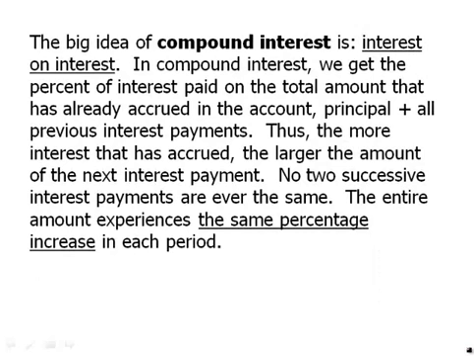The big idea of compound interest is interest on interest. In compound interest, we get the percent of interest paid on the total amount that is already accrued in the account, principal plus all previous interest payments. Thus, the more interest that has accrued, the larger the amount of the next interest payment. No two successive interest payments are ever the same, so the dollar amount is always different. The entire amount experiences the same percentage increase in each period. So that's what stays the same. It's not the dollar amount that stays the same, it's the percent increase that stays the same. That's what's going on in compound interest.